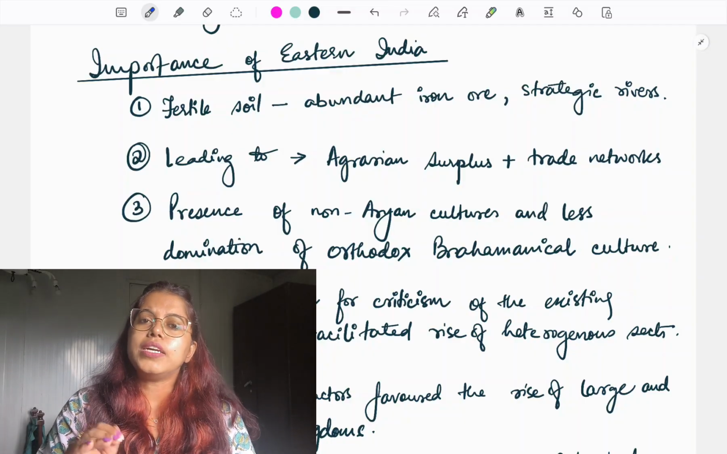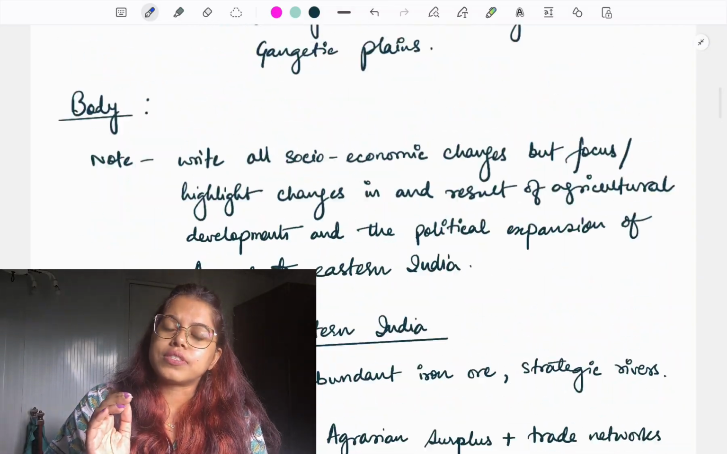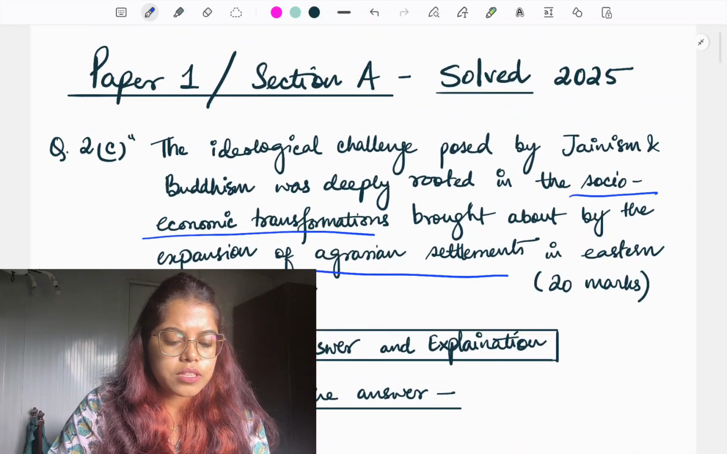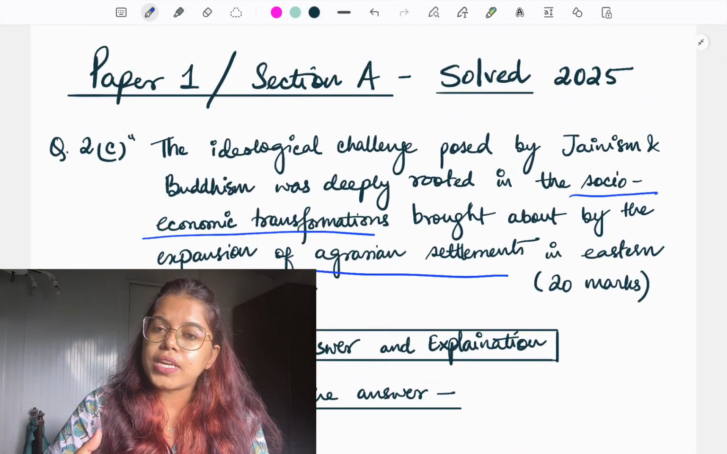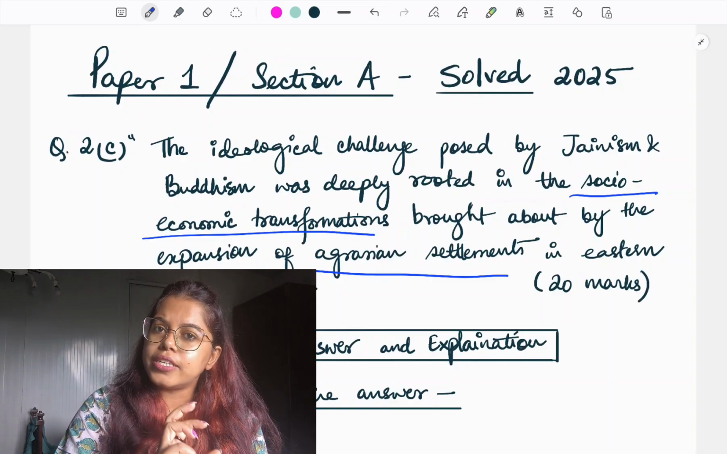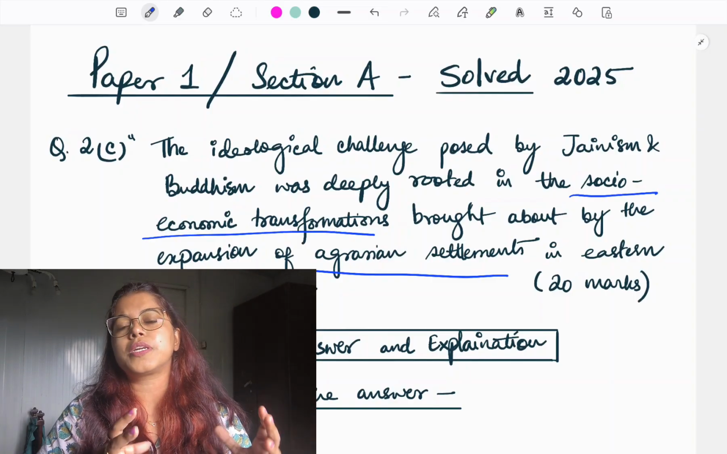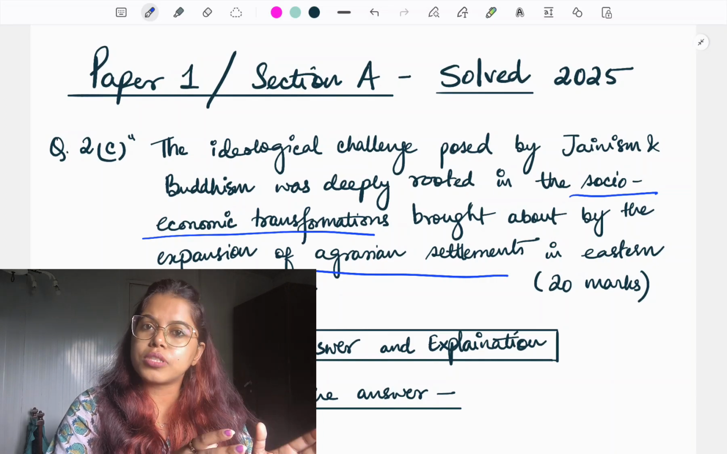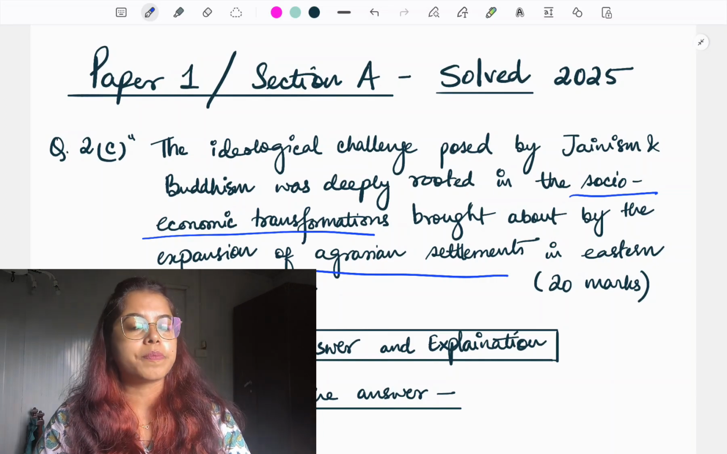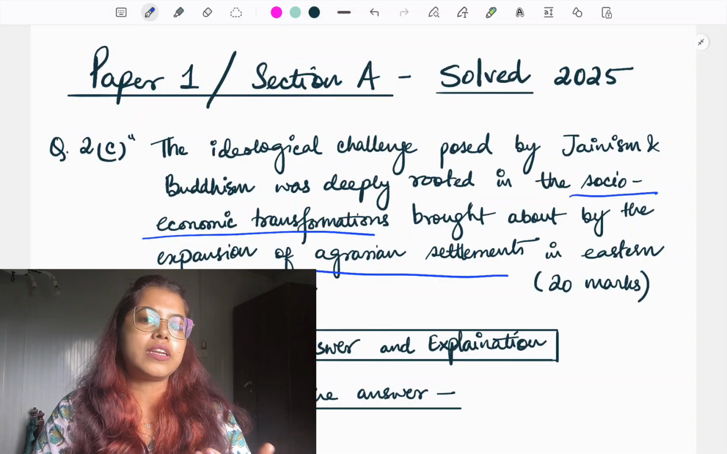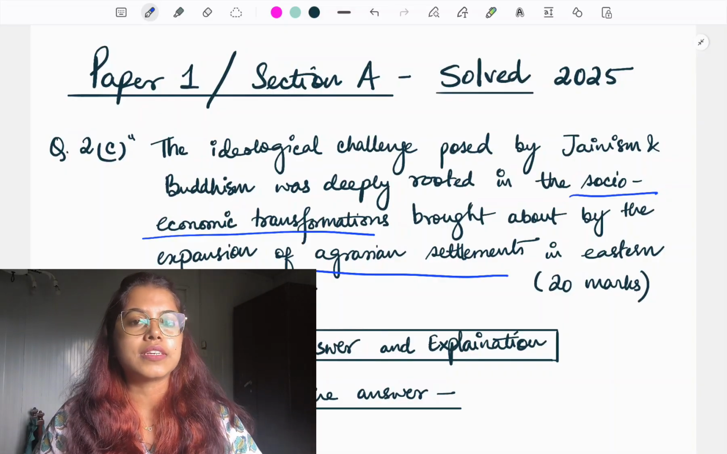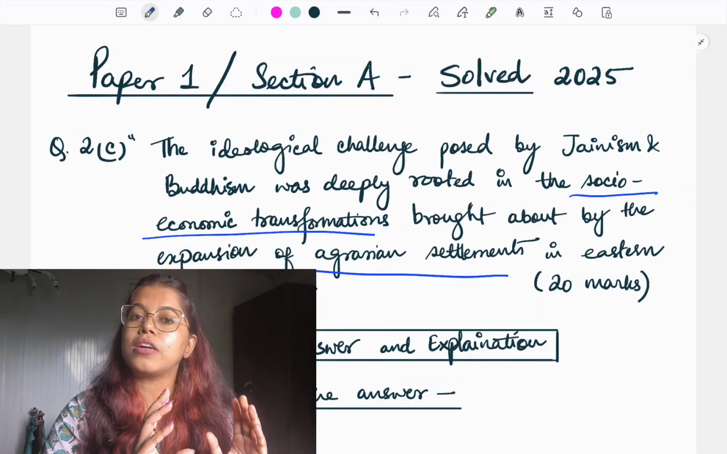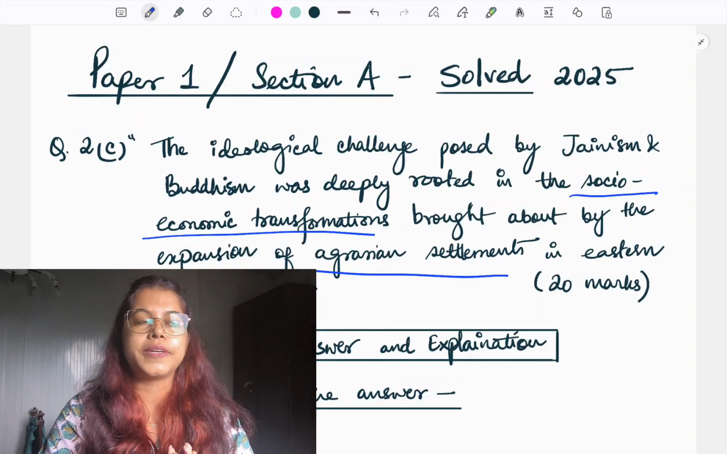Understand one thing. Today, I can come and give ideologies. Here, what does the question say? The question says the ideological challenges posed by Jainism and Buddhism. That means these were some different kinds of ideologies given by the Jain and Buddhist scholars, which the people also adopted. And that's why it was a challenge. A challenge for whom? It was a challenge for the prevailing Brahmanical culture that existed at that point of time. The prevailing Brahmanical orthodoxy, that is the right word.